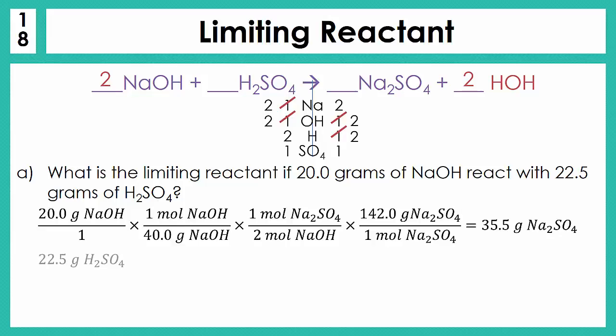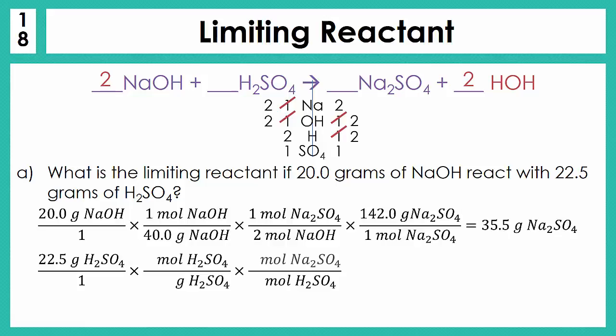So now I'm going to repeat basically the exact same calculation, but this time I'm going to start with the 22.5 grams of H2SO4, convert that into moles, do a mole ratio. I want to make sure that I pick the same product because I'm going to compare my answers at the end, and they need to be in the same units in order for that comparison to work.